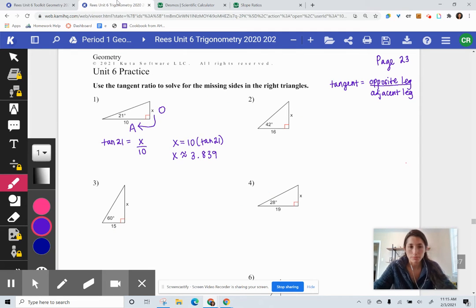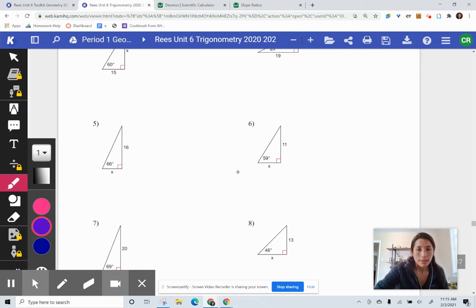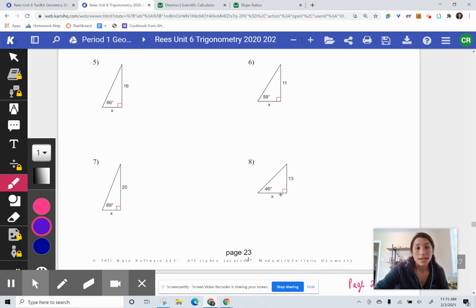So for each of these problems here, you're going to set them up the same way. So we have tan 42 equals opposite over adjacent. Now, questions 2, 3, and 4 are similar to question 1. And I'm going to try question 5 with you. And then 5, 6, 7, and 8 are all going to be similar. Okay, so for question 5, I'm still setting it up the same way. I'm still saying that this side is opposite, this side is adjacent.